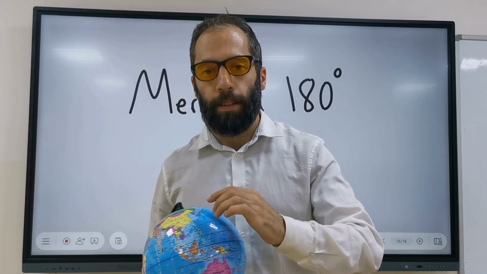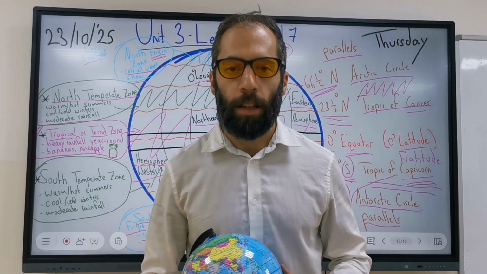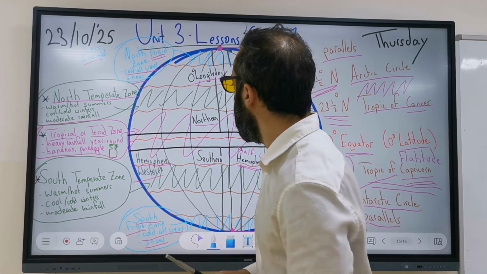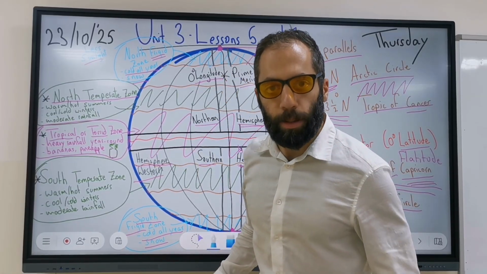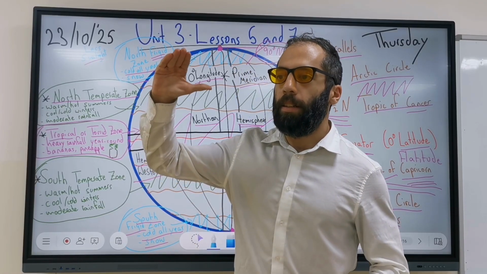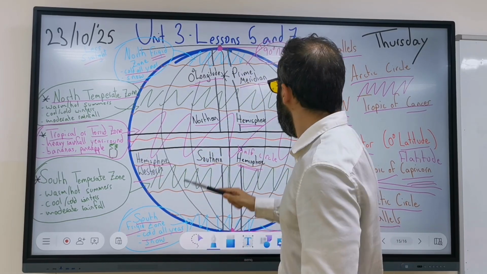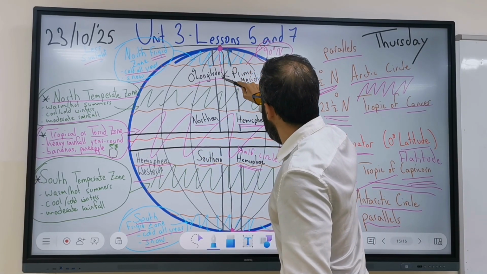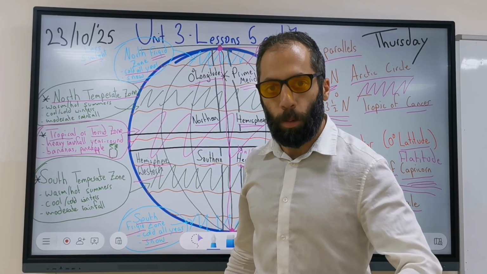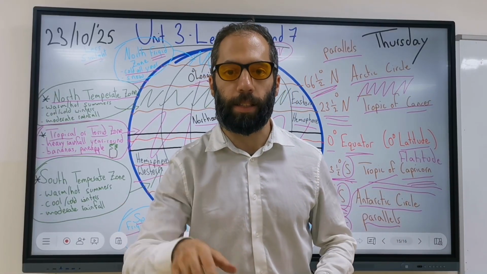Now, in order to understand meridian 180, we have to look back again at the prime meridian. The prime meridian is at 0 degrees longitude. It runs straight from top to down, right in the middle of the planet. So this is the prime meridian. This is the most unstraight line ever in existence. But this is the prime meridian. It's at 0 degrees longitude.